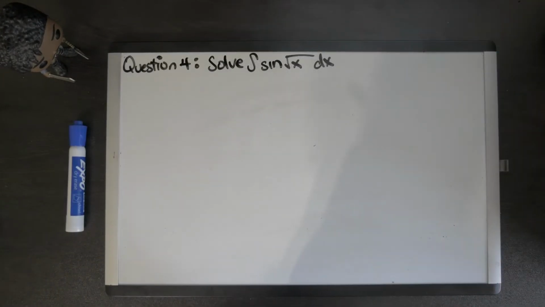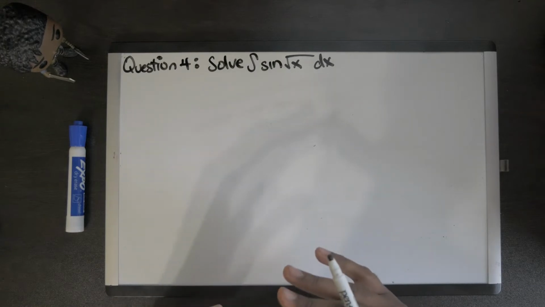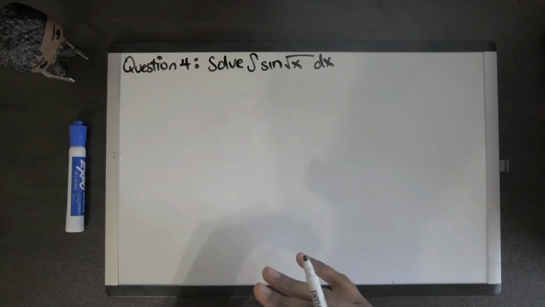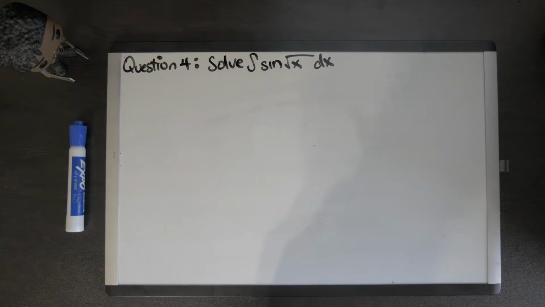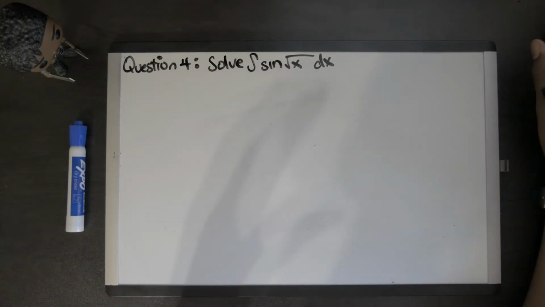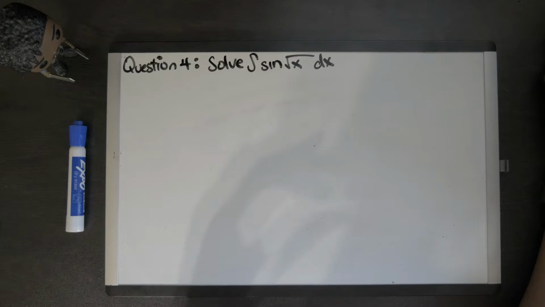So we're on question number 4 now. So man, we're more than halfway through this quiz. We're looking good, but now we got thrown something a little bit different. So we have question 4 saying solve the integral of sine square root x dx. So there's going to be a little bit of difference in how we go about actually finding out the answer to something like this.